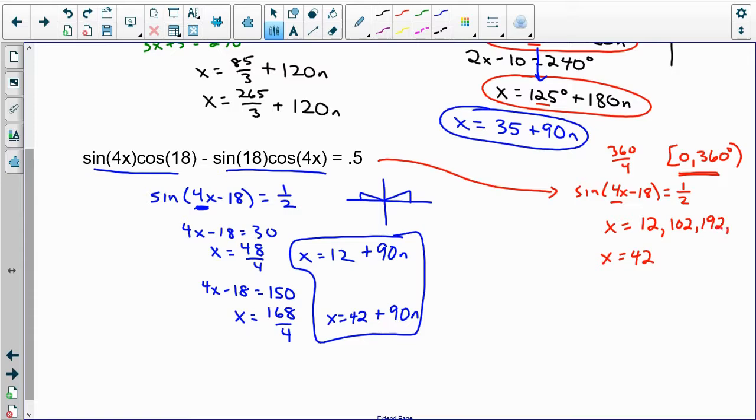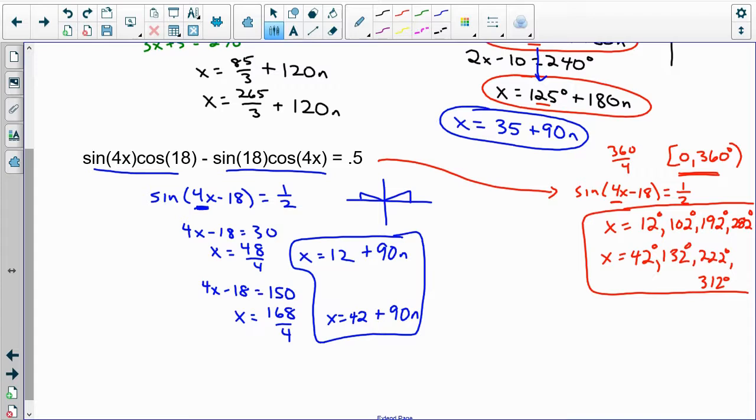Then add another 90 and I get 192. Then I add another one and I get 282. And then if I added another 90, I would be at 372. That's too big. That would be over 360. So 42 adding 90 gives me 132, then 222, then 312. If I added another 90, I would be too big.